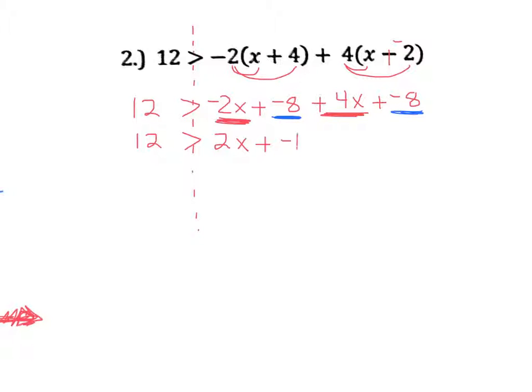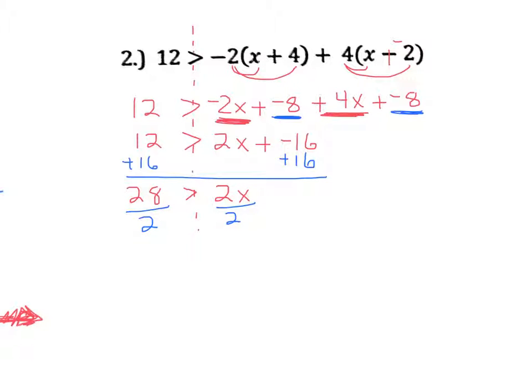plus a negative 8 added to another negative 8. It's negative 16. Now I unwrap it. Get rid of a negative 16 by adding 16 to both sides. That gives me 28 is greater than 2x. Divide both sides by 2. Do I have to flip the symbol? Nope. I did not divide both sides by a negative. So I'm good. 28 divided by 2 is 14.